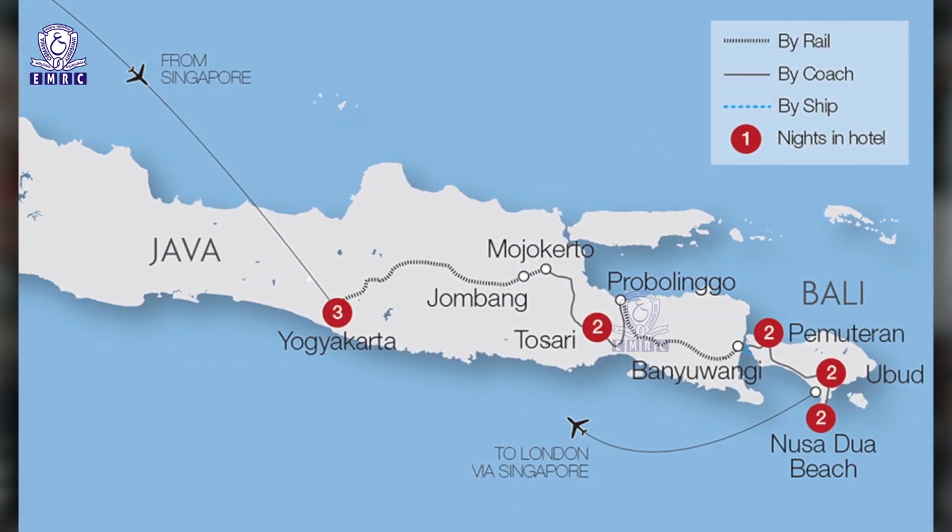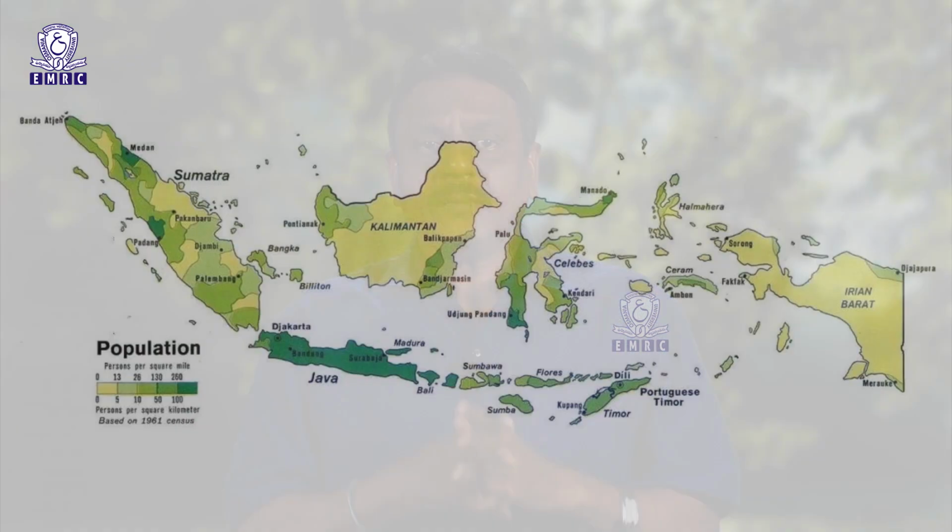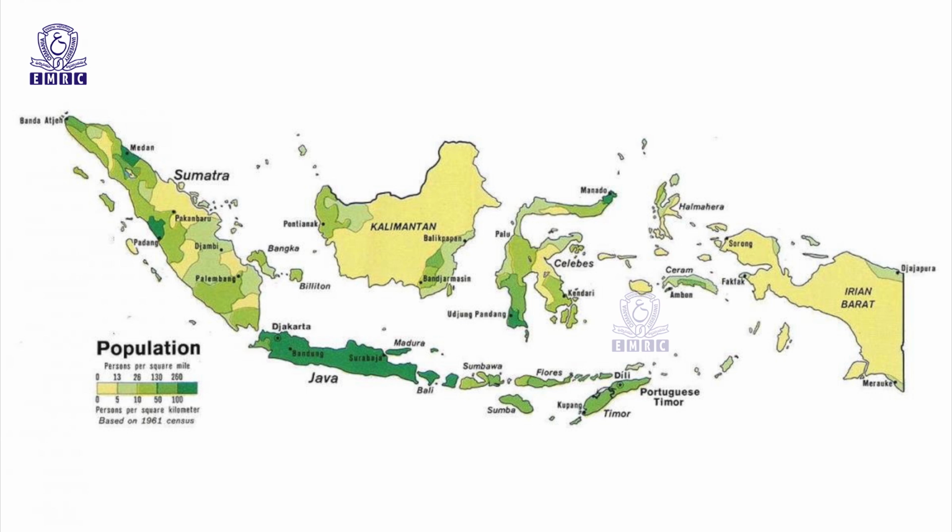In Java and Bali, the first acceptors were older women with many children, but later, as the idea diffused, younger women who wanted to restrict their pregnancies were drawn into the program. At present, the growth of population of Indonesia is 1.5% per annum.